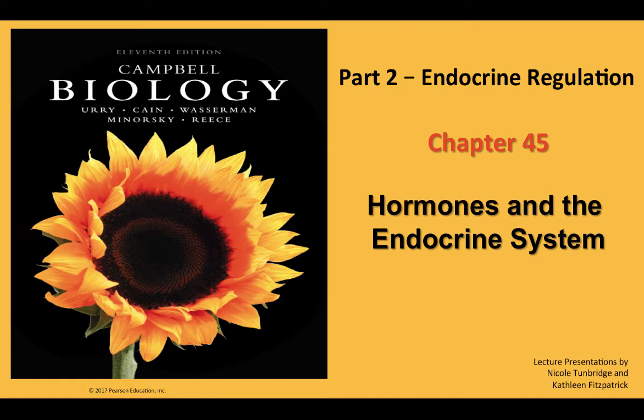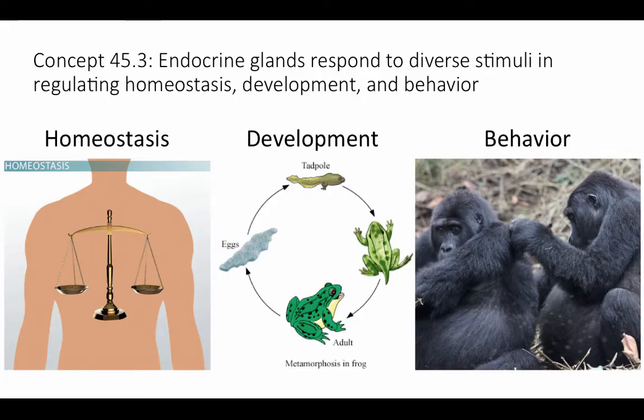Now that we have reviewed the basic principles of cell signaling and we've taken a look at some of the specific kinds of hormonal signaling pathways within animals, now it's time for story time. We're going to go through some specific examples of hormone pathways in animals, and we're going to focus in on pathways related to homeostasis, development, and behavior.